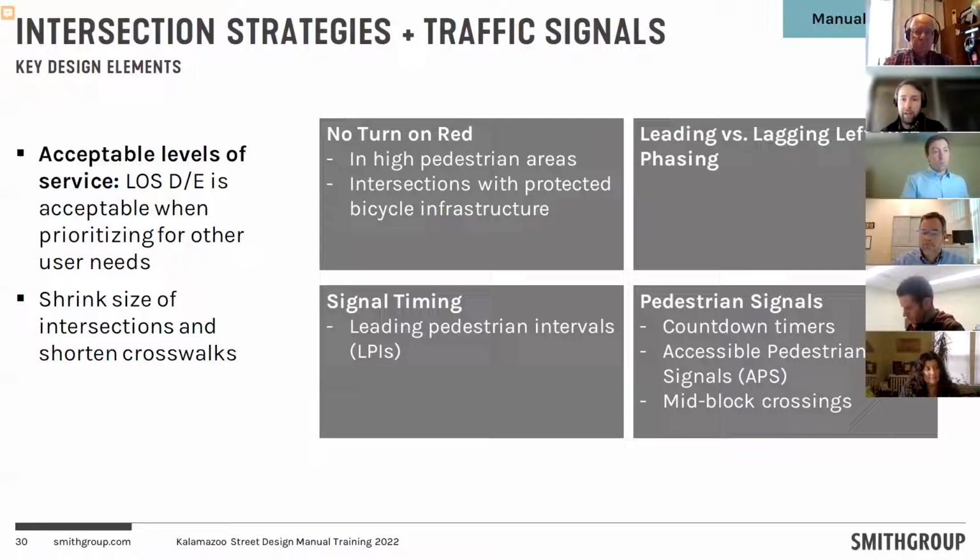And then also going to just the phasing schemes themselves. So leading versus lagging left turns in the signal phasing, and moving more towards a lagging left that lets pedestrians make the crossings first without having to worry about left turning vehicles cutting across them, for instance, is something that a lot of communities are moving towards as well.